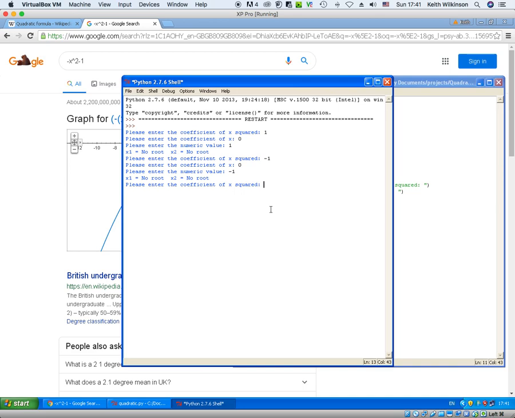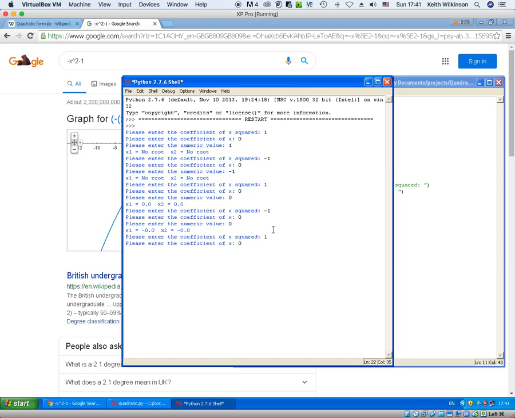Perfect. Let's just check that the rest of the program hasn't been affected by it. So let's just do an x squared. Yeah, both roots are 0. Let's just do a minus x squared. There we go, both are 0. And let's just do the other two just to make sure. So that was x squared, no x's, and minus 1. And then we get a root at 1 and a root at minus 1.